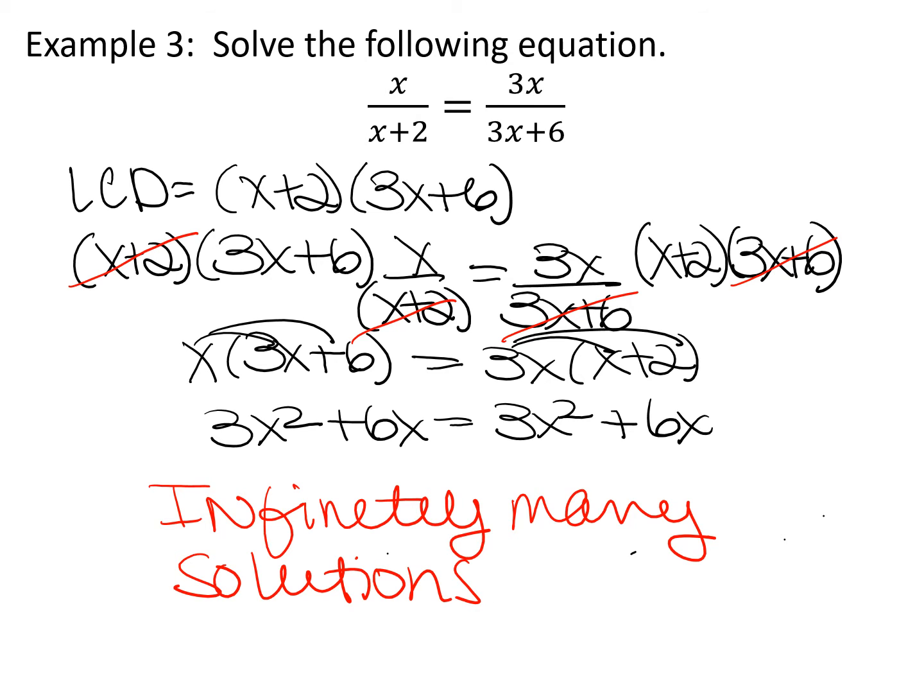Okay, and again, that's because it's identical on the left and right.